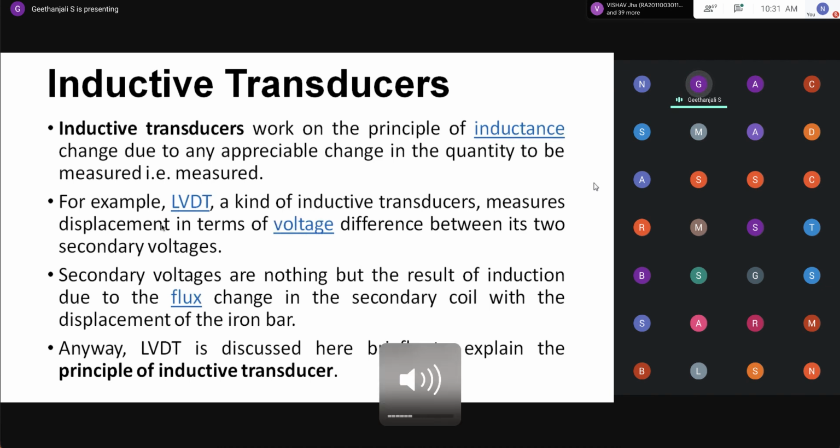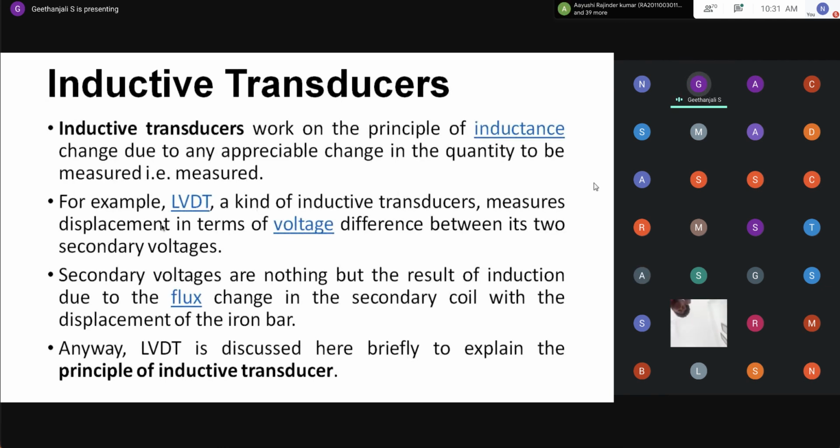The voltage is the difference between its two secondary voltages. Difference between voltages means potential difference. There will be two secondary voltages here, and the difference between the two secondary voltages will be present as the output of the LVDT. Here the input is the displacement. The displacement is one form of energy that is converted to another form, which is nothing but the voltage. The voltage is the difference between its two secondary voltages.